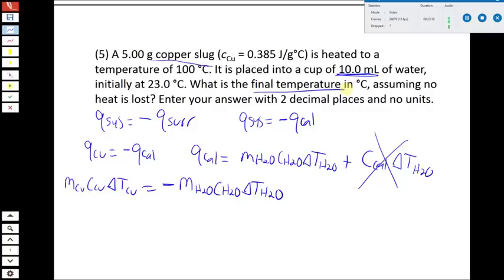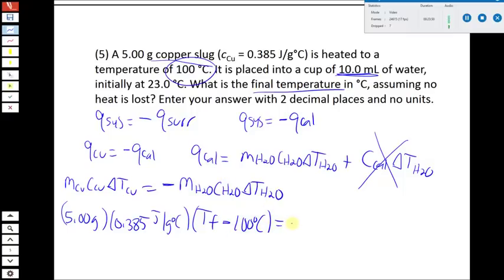So we can start plugging things in now. So we have 5 grams of copper is our mass for copper. The heat capacity of copper is 0.385 joules per gram degree Celsius. And then delta T we're going to rewrite as T final minus T initial, because we're going to solve for the final temperature. So we have final minus initial. The initial temperature for the copper is 100 degrees Celsius. So it's going to be T final minus 100 Celsius.